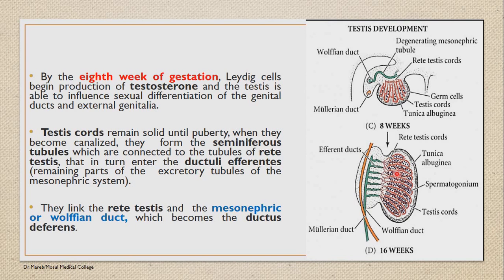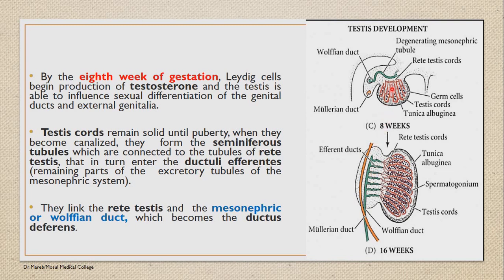Now, look here, you can see the rete testis cord. Just to remind you, this rete testis cord is actually the medullary cord or testis cord, which starts to degenerate toward the hilum and forms the tubules of the rete testis. Now, the rete testis is connected with the ductuli efferentes or efferent ducts. From where does this ductuli efferentes come?